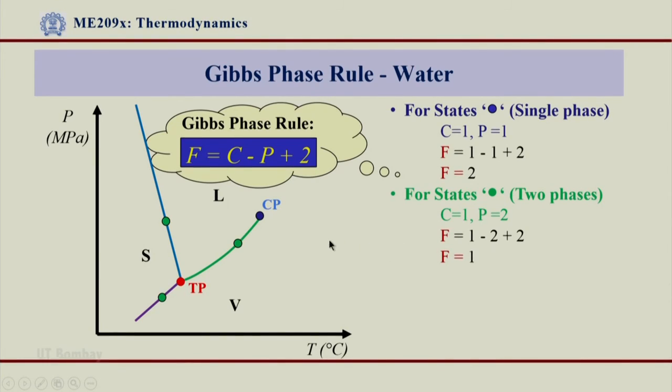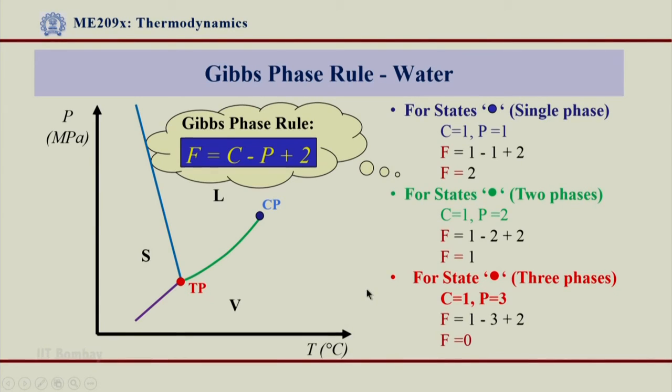Let us now try to apply this formulation for three phases coexisting together, which is the triple point. So for the state which is given as red point over here, which is nothing but lying on the triple point or three phases coexisting together, in this case therefore I will have P is equal to 3, C is equal to 1, and in this case my F will come out to be equal to 0.